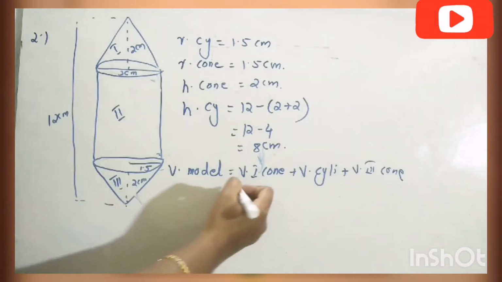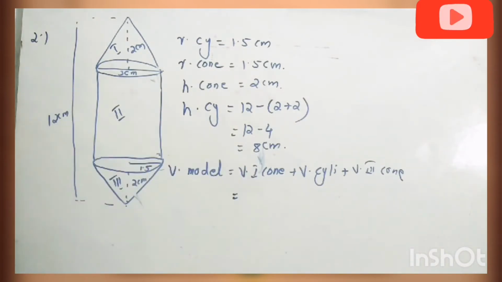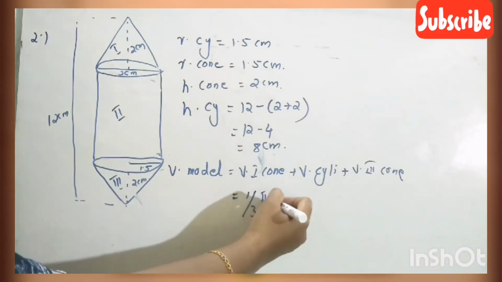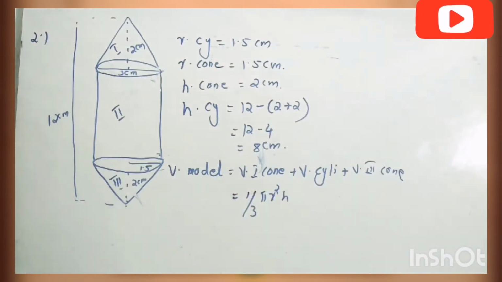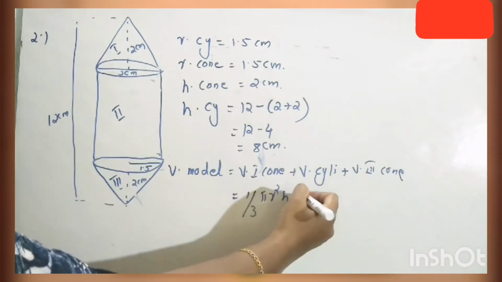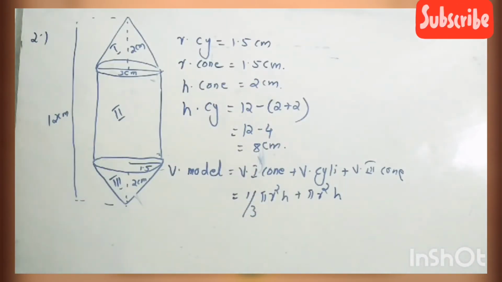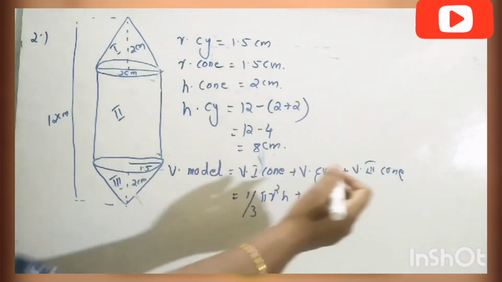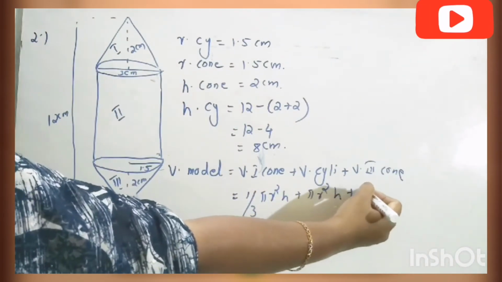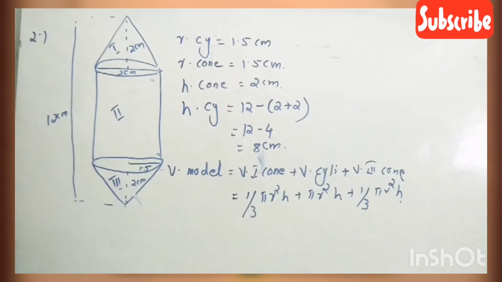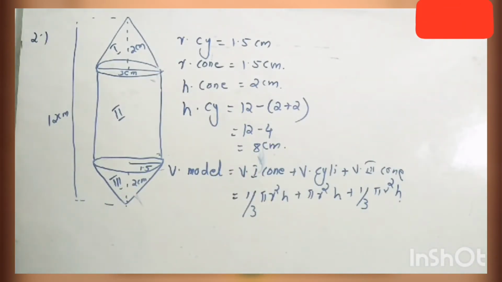Now the volume of a cone, the formula is 1 by 3 pi r square h. The volume of the cylinder is pi r square h. Again we have the cone, so 1 by 3 pi r square h.